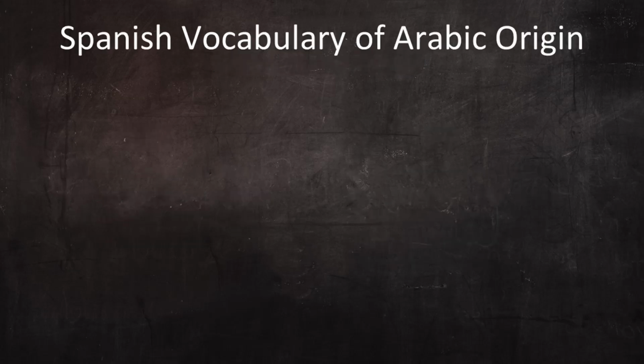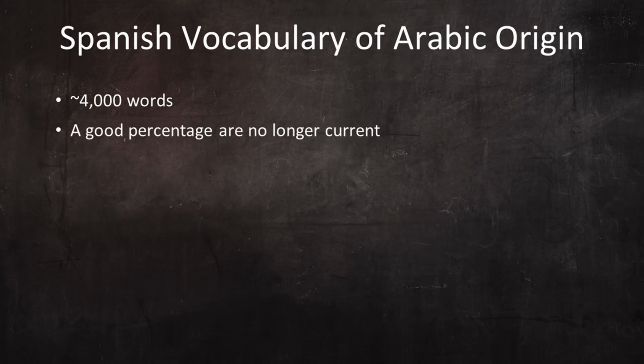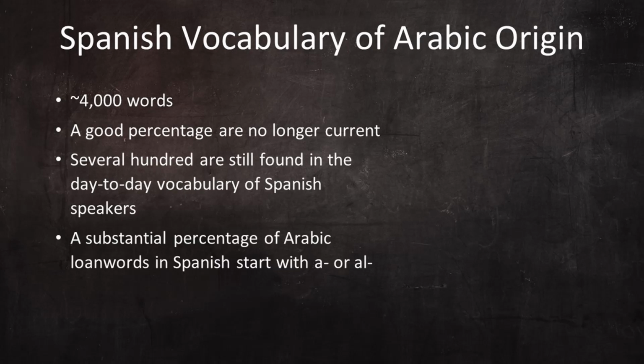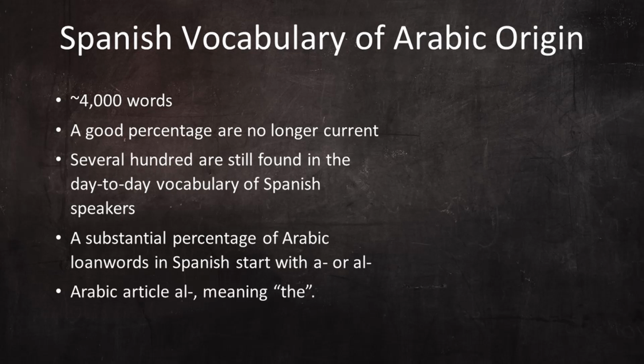Arabic vocabulary. Castilian borrowed from Arabic around 4,000 words. Of course, a good percentage of those words are no longer current, having to do with ancient culture, technology, or practices. But several hundred are still found in the day-to-day vocabulary of Spanish speakers. A substantial percentage of Arabic loanwords in Spanish start with a or al. These sounds are derived from the Arabic article al, meaning the.